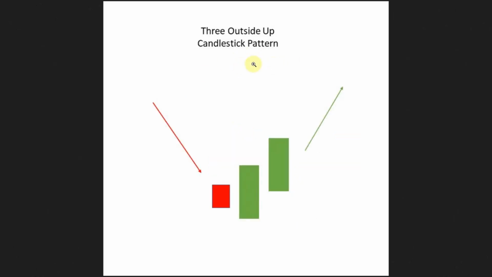The three outside up is a multiple candlestick pattern which is formed after a downtrend indicating a bullish reversal. It consists of three candlesticks, the first being a short bearish candle, the second candlestick being a large bullish candle which should cover the first candlestick. The third candlestick should be a long bullish candlestick confirming the bullish reversal.